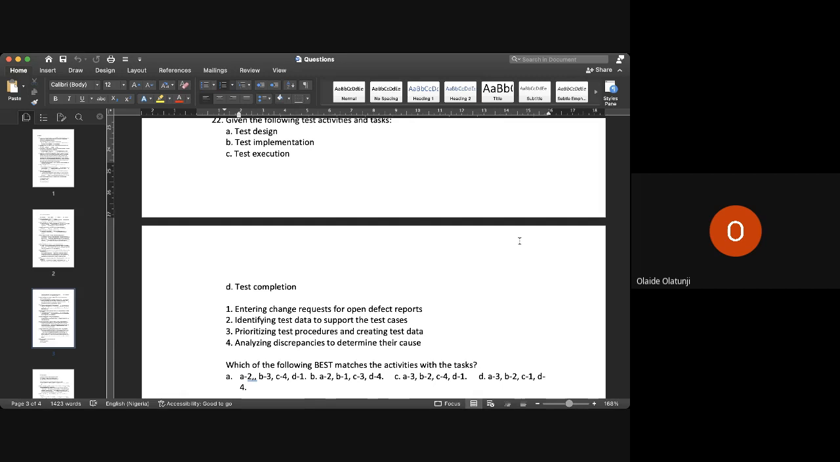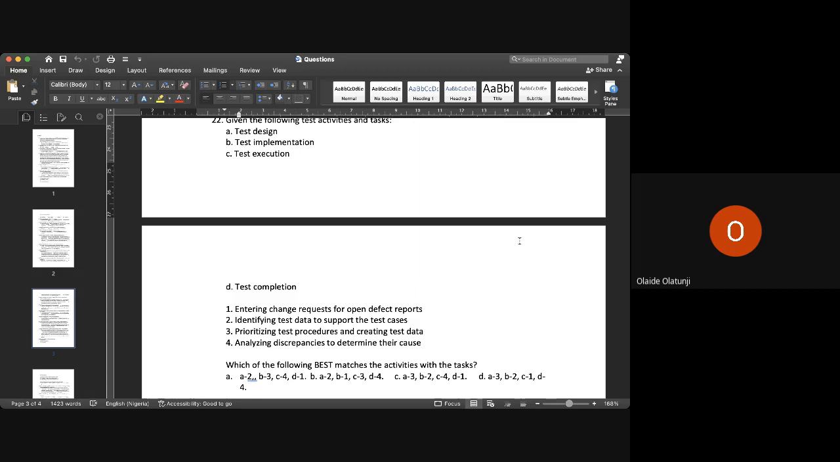In this ABCD, which process, which activity can you find defects? The test execution. Okay. Then when you're now giving a report of the defect, which activity? Test completion. Exactly. Do you see how we got that one now? So now D is 1. We've established that D is 1, right? We've also established that A is 2.